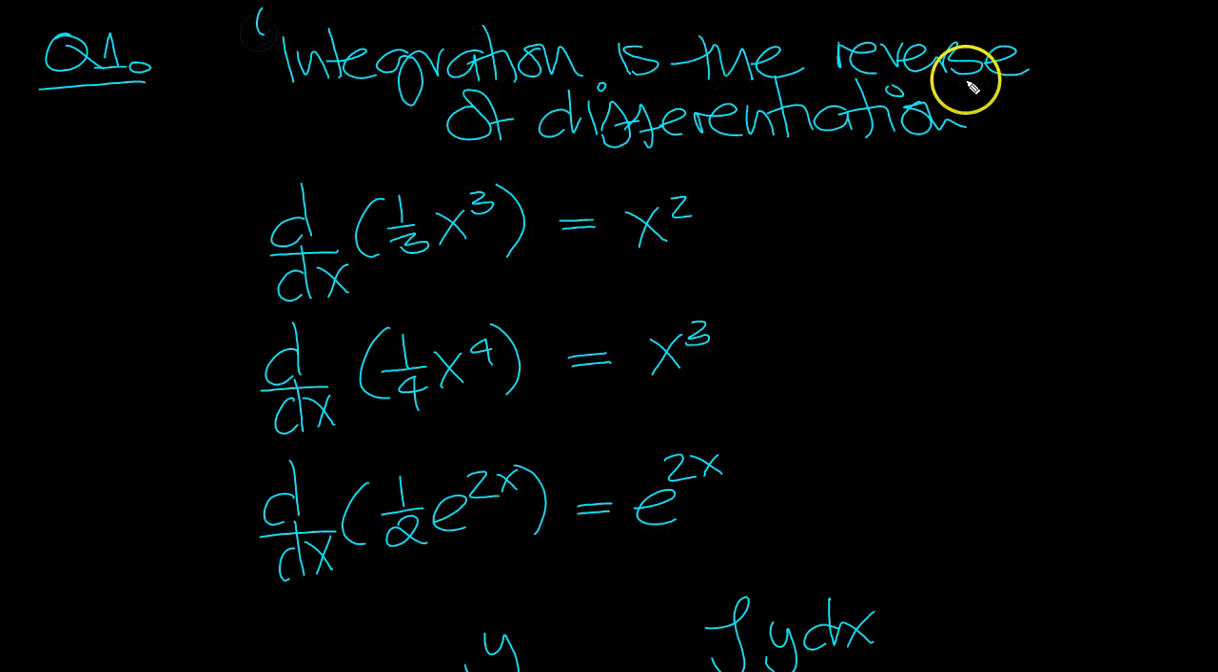Right, let's have a look at this example. Integration is the reverse of differentiation. So if you were to differentiate this using our rules for differentiation, the power rule, the 3 comes down, cancels with the third there, x to the 1 less, which is x squared. So this differentiates to that.